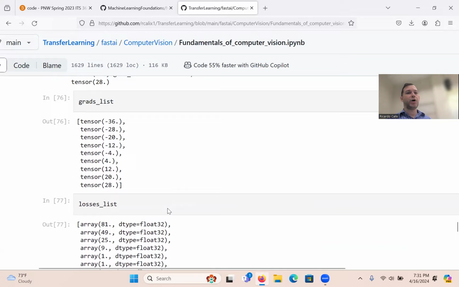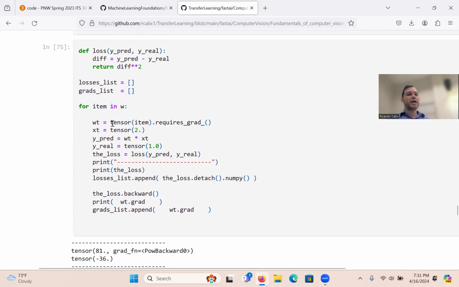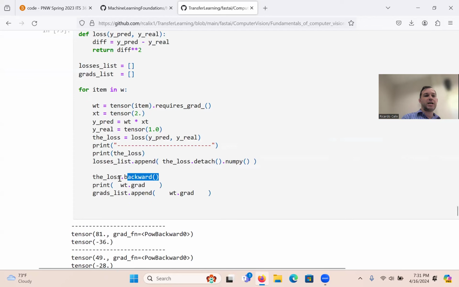So basically, I iterate through all those values. I require the grad for W here. I plug in the item into that, right? I grab some random X, do the computation, WT times XT. I initialize y real to some value, it doesn't really matter. Plug those into loss. I add all the values here, and what's important is I take the backward of loss. Do you see that? So now WT, when I print it here, is actually the derivative of that function at that point in time. Does that make sense?